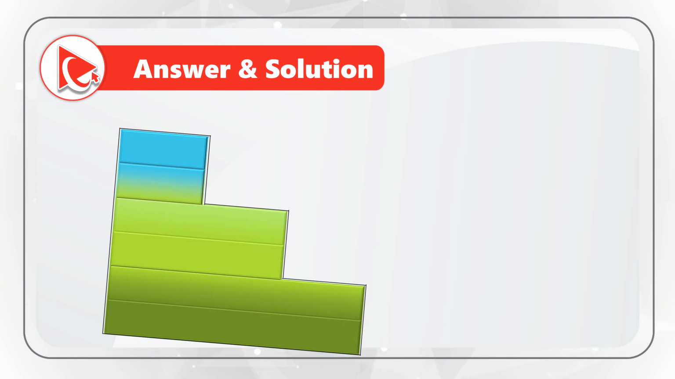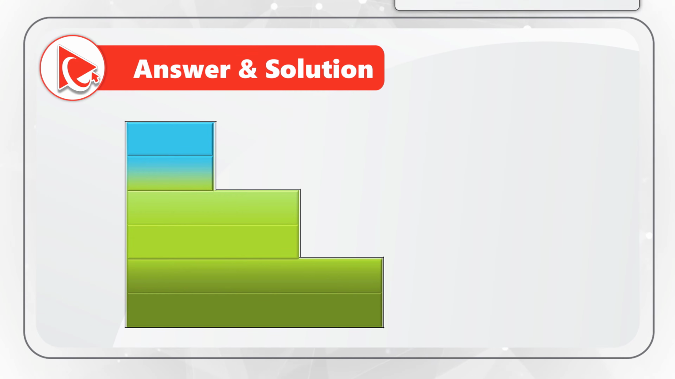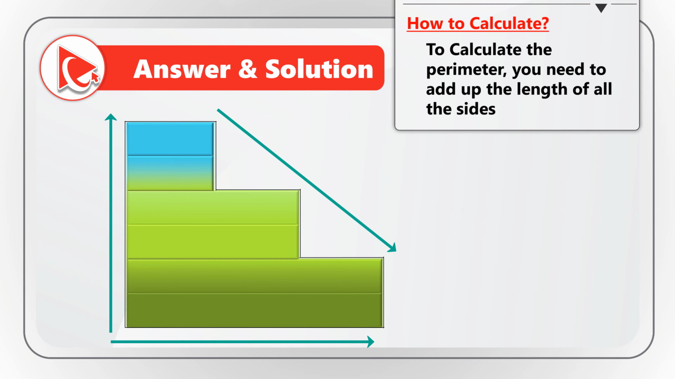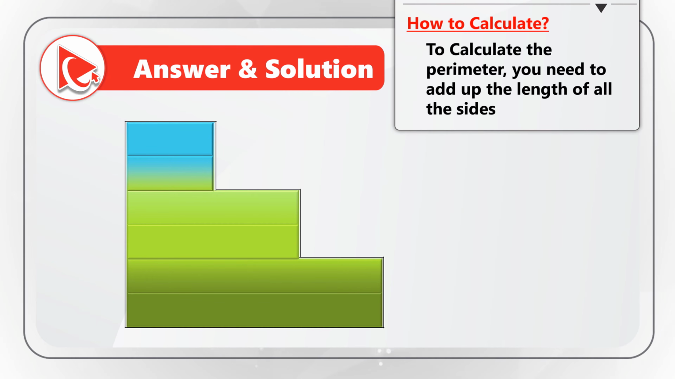As you might be well aware, to calculate the perimeter, you need to add up the length of all the sides. In our object, we're presented with the steps that have measurements. And this object also has solid sides at the bottom and on the left. So first, let's calculate the perimeter of the steps.